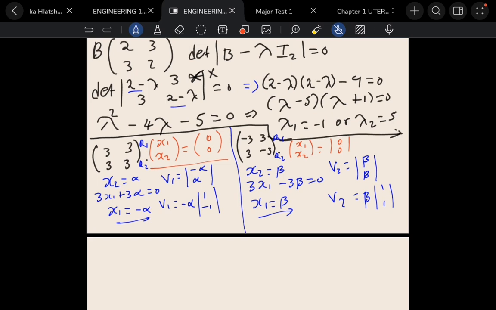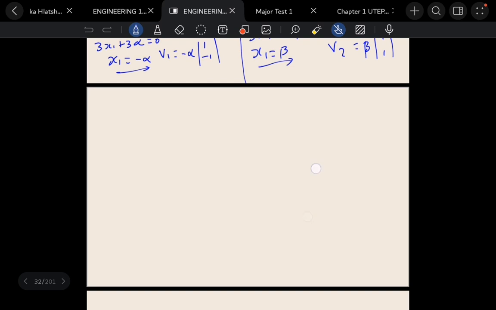So let us try to look for the eigenvalues of a 3 by 3 matrix. Right, so let us look at example C.